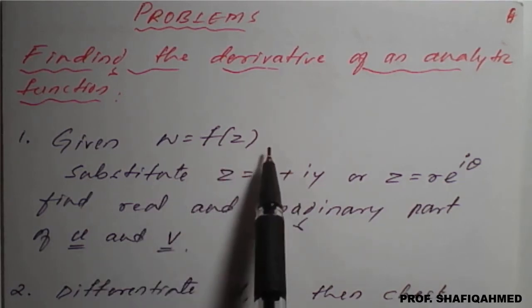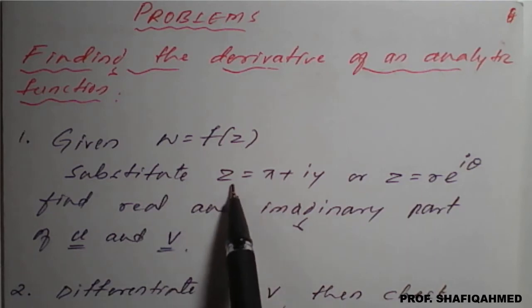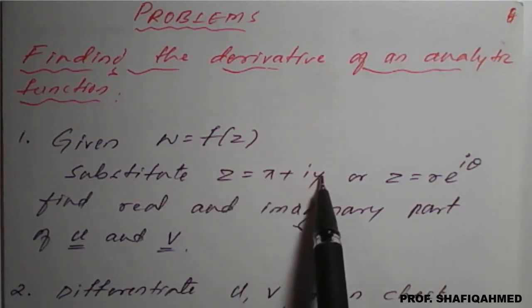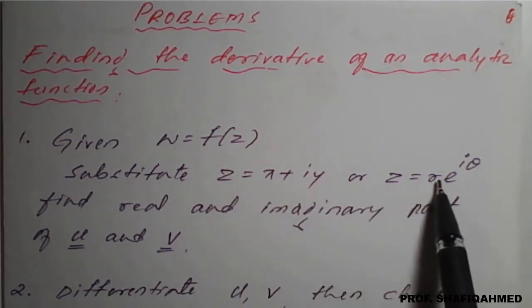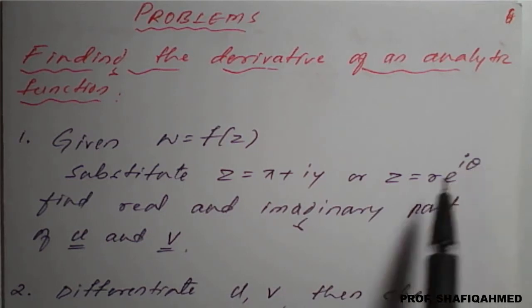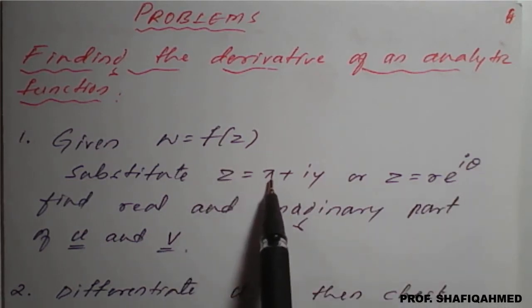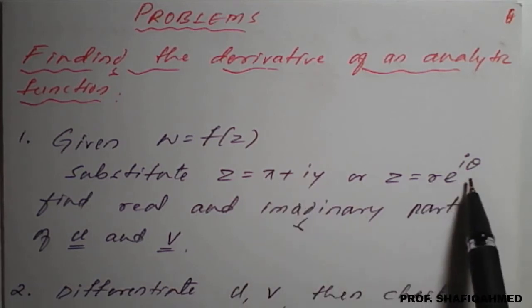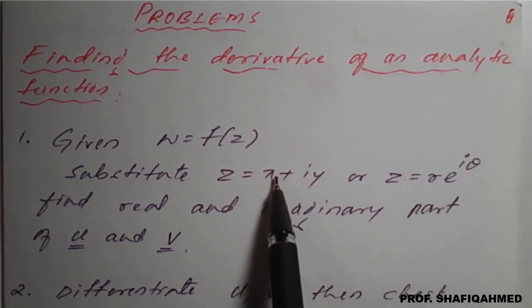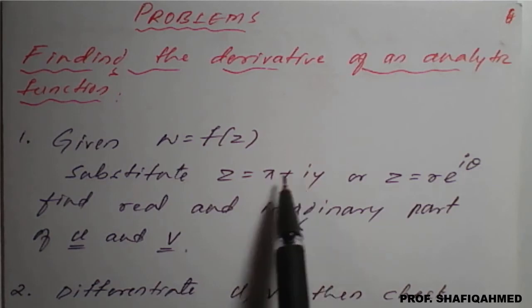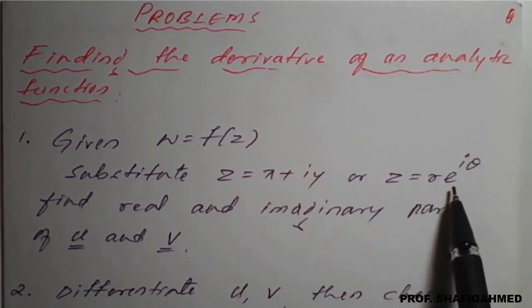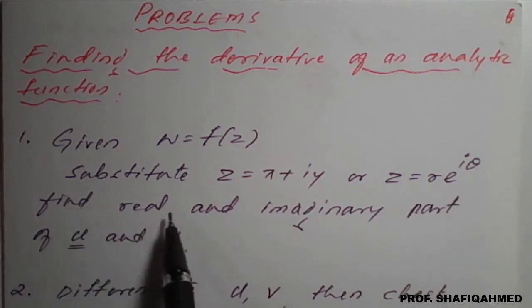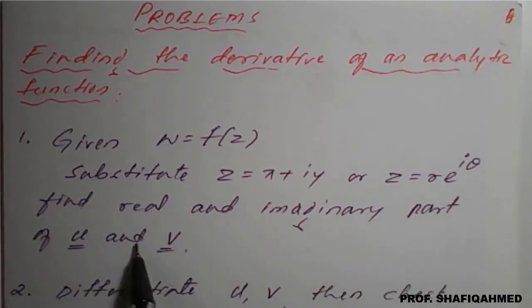In that function we have to substitute z is equal to x plus iy or z is equal to r into e raised to i theta. Means in place of z we have to substitute either the Cartesian form or the polar form, whichever is suitable for the given question. Then we need to find the real and imaginary parts, u and v.